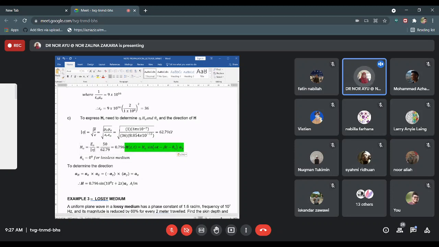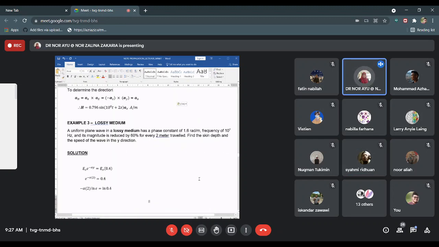Whatever it is, please refer to your appendix. I think it is written in the appendix. Is it written in the appendix? It is, right? Theta n equals 0. Yes. Okay.